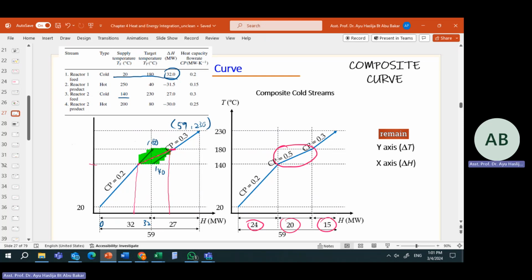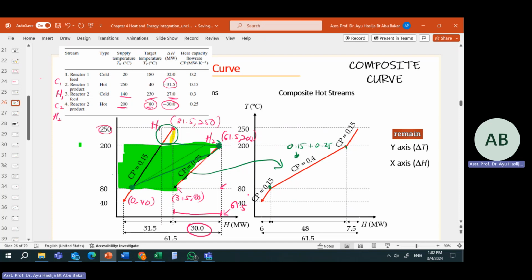How to get which one? This one. This is the point that we combine the overlap area, right? Okay, this is the point that they overlap. So here, same as hot stream just now. So for the hot stream here, you see, this one is the first area. Between this and this is the second area. And here is the third area.